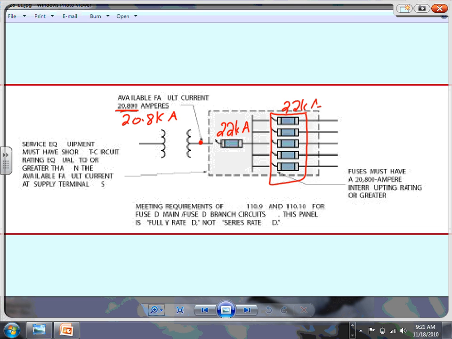This system is called, is it written here, guys? It's called fully rated. Why? What's the term fully rated? It means the branch circuits and the feeders and the main are rated for the same amount of short circuit. The feeder short circuit rating and the main have the same value, which is larger than the available short circuit. So any one of these can handle the fault. That's fully rated. Everybody's okay.